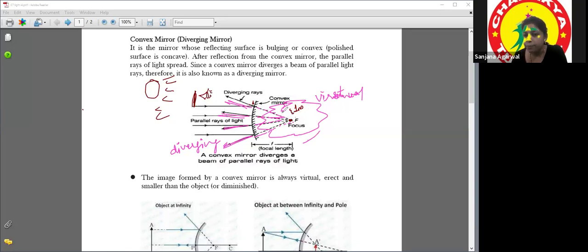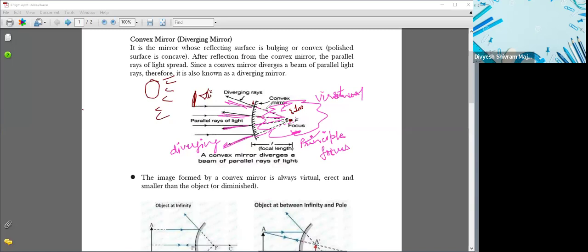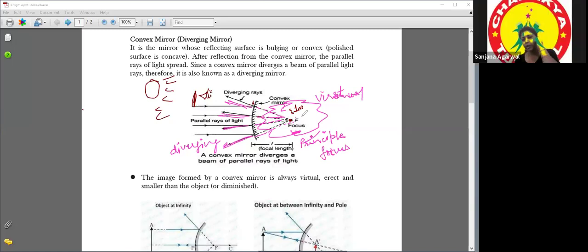And the point where all the diverging rays meet, when produced backwards behind the mirror, they converge at a point which is known as the focus. This is the principal focus. So here you are introduced to the focus point. Is it fine? Note this down, then I'll move ahead.